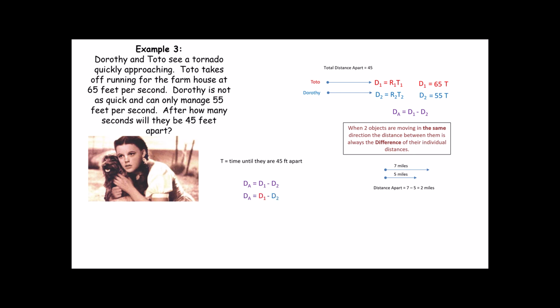Notice once again, I've color-coded it for you. The distance apart is given to us. It's 45 feet. I've taken D1, which is Toto, and replaced it with his information. I've taken D2, which is Dorothy, and I've replaced it with her information. And now you have a single variable equation that you can solve.